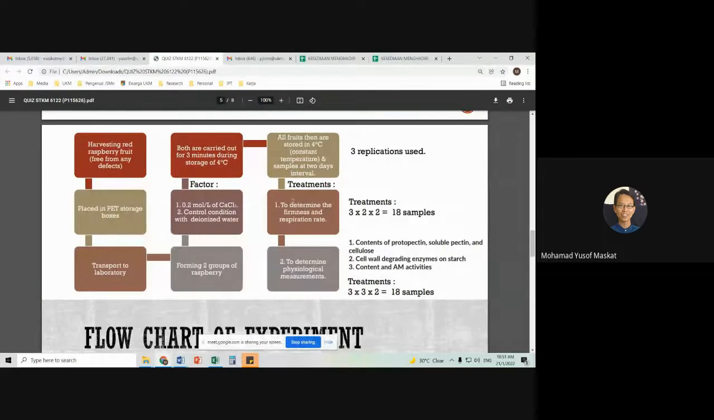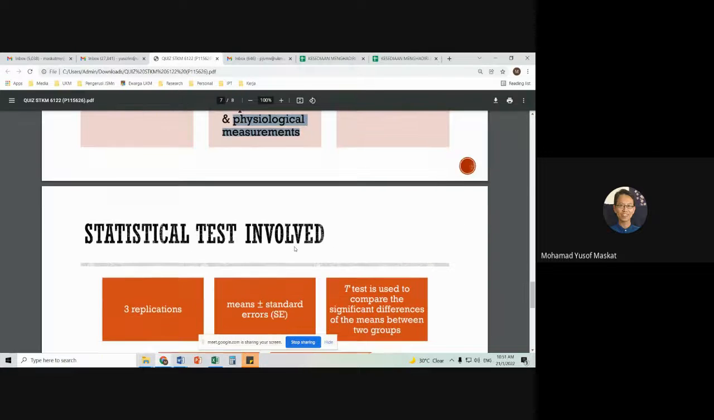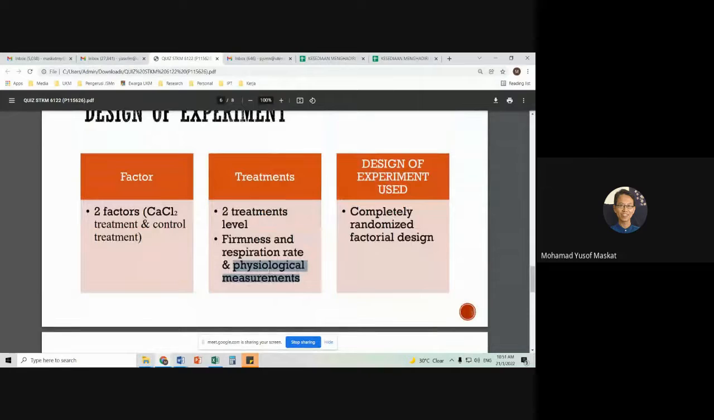So over here, to determine, when we say determine, meaning that we measure. How do we determine? By measuring. Once we measure, then it is not a treatment anymore. It is a response. The responses are things, aspects that we measure. So firmness, we measure firmness. We measure the respiration rate, and we measure the physiological measurements. All of these are aspects that we measure. So these are not treatments, rather they are responses.